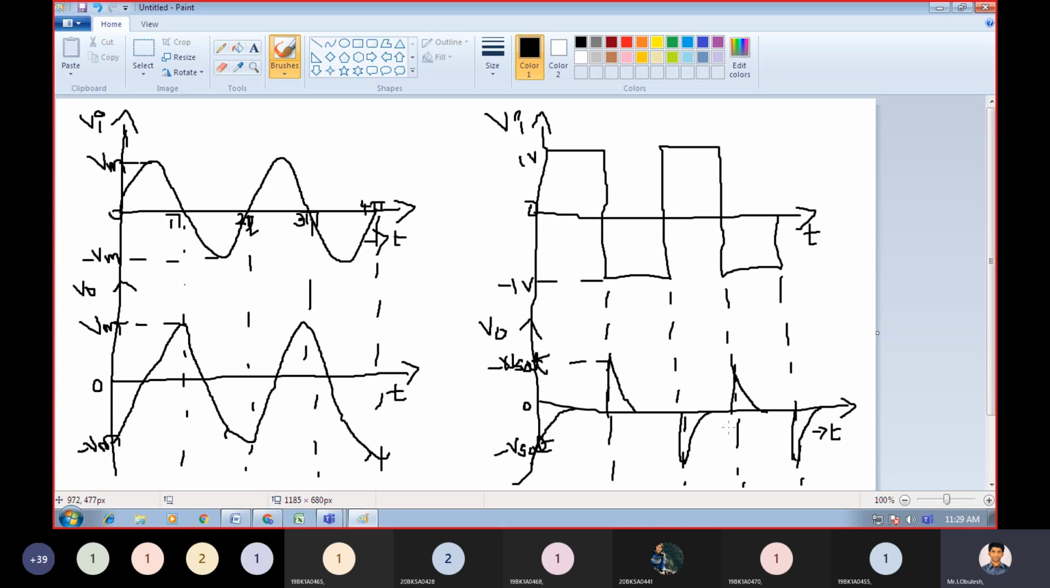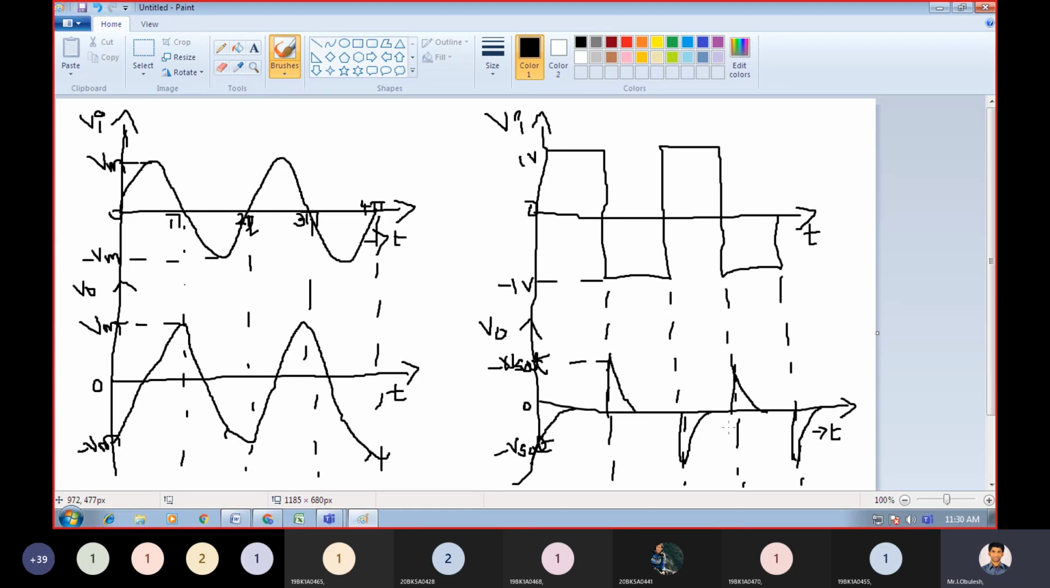So for a square wave input, the output waveform will consist of positive and negative spikes of magnitude plus or minus V saturation, which is approximately plus or minus 13 volts for plus or minus 15 volts op-amp power supply.